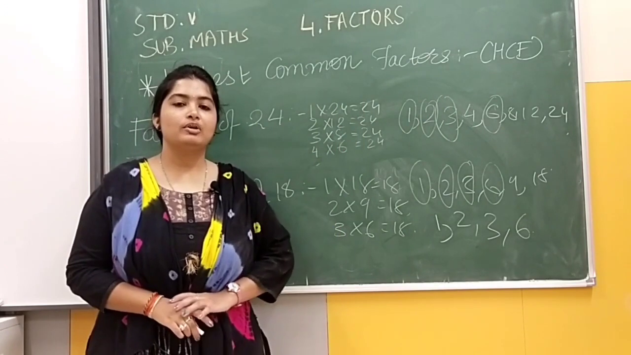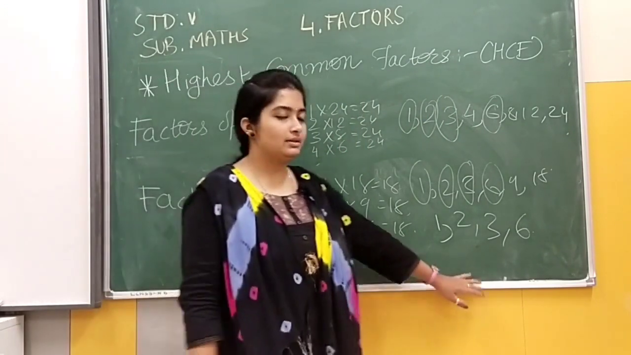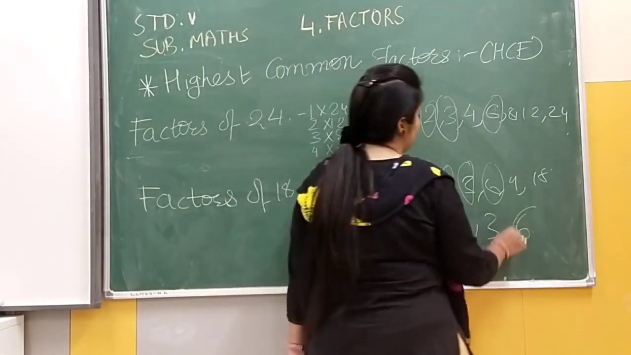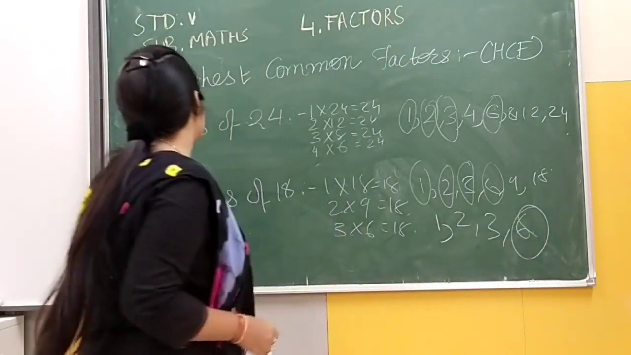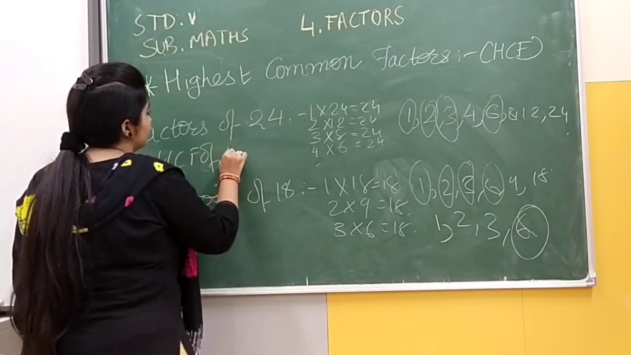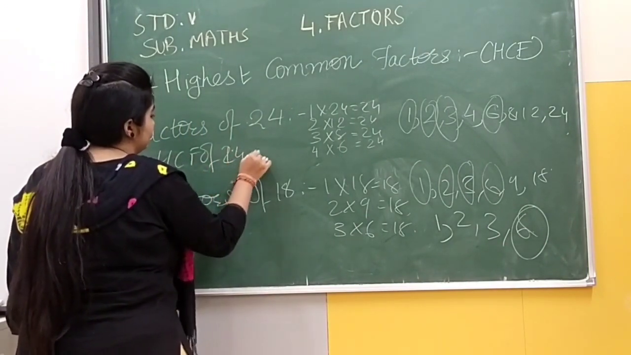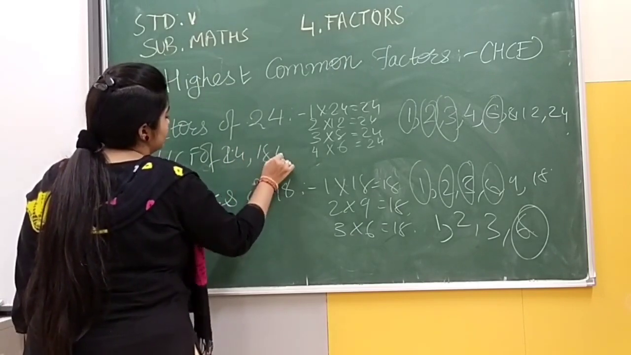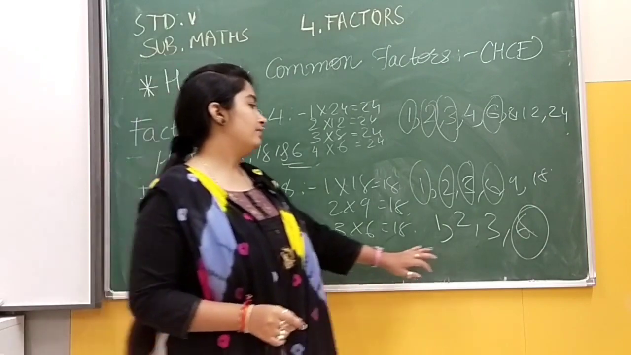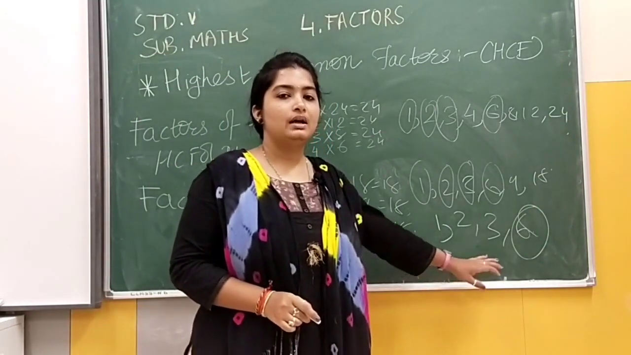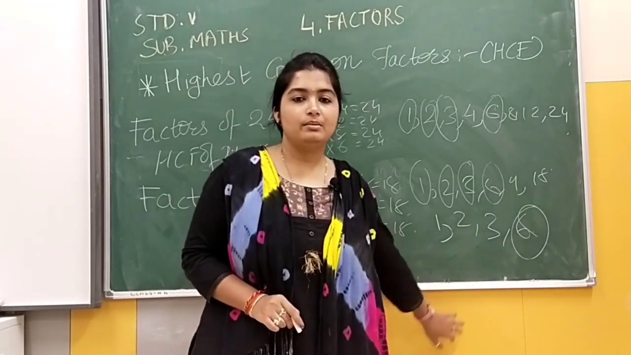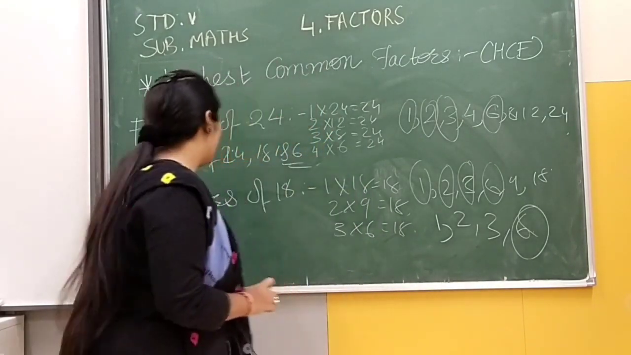What is highest common factor? मतलब जो हमारे पास factors है उसमें से highest number कौन सा है? That is 6. So we can say that HCF of 24 and 18 is 6. Highest common factor is the common factor which is the highest number. हमारे जो common factors है उसमें से जो highest number है हमारा वो हमारा HCF होगा.